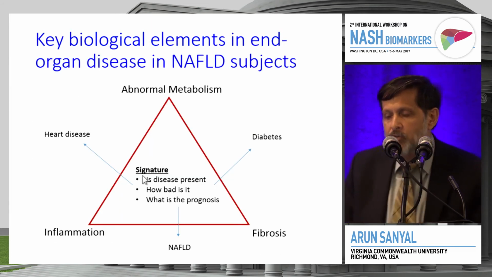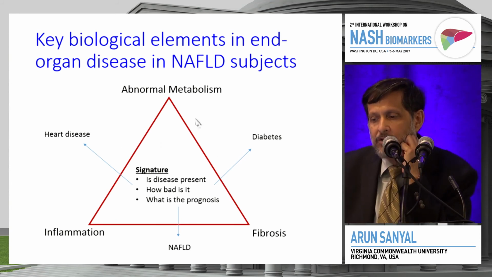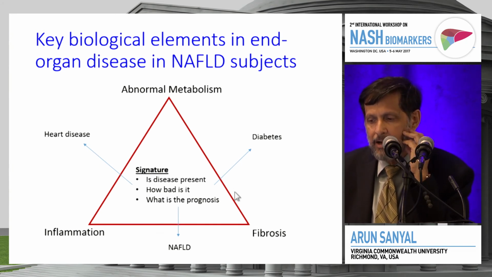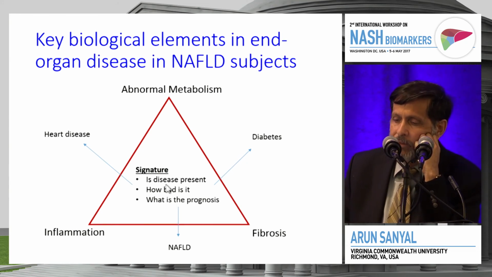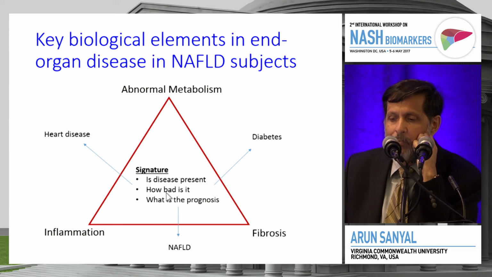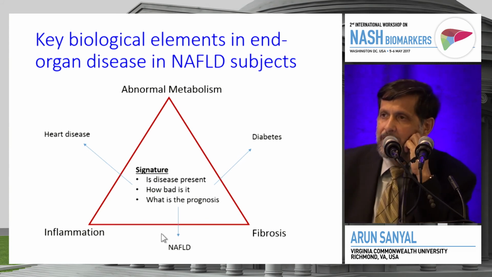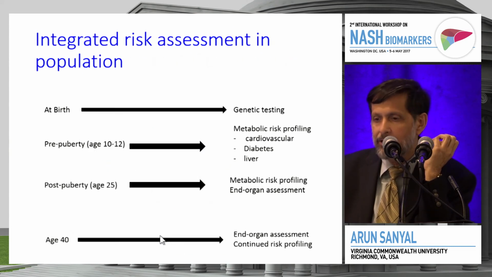So potentially, what I'm trying to suggest is, if we look at the biology of the disease, and there may be other elements of biology that are not here, but I'm focusing mainly on metabolism, inflammation, and fibrosis, if we can find a signature that tells us, is disease present, how bad is it, and what is the prognosis, and link it back, ask these three questions in terms of heart disease, diabetes, and fatty liver disease. If we can find some common elements, then I think we've made some real progress in the field.